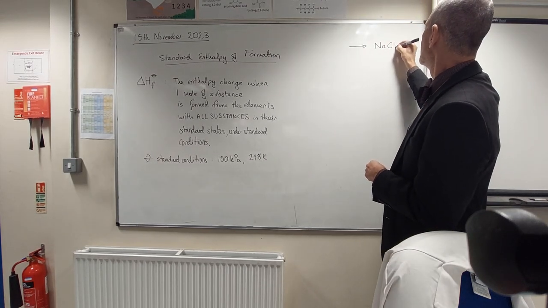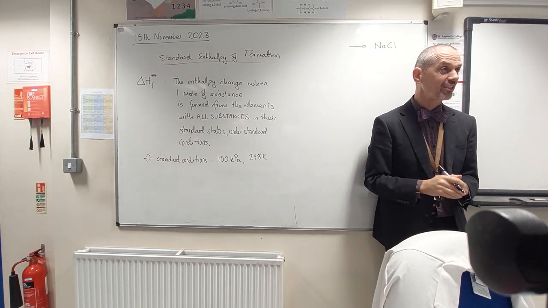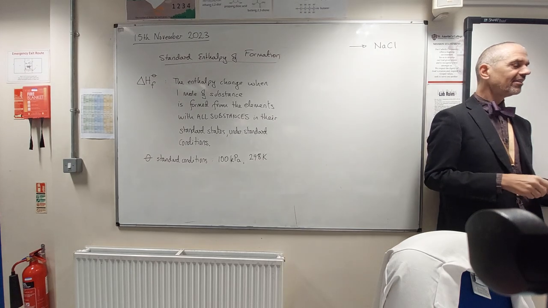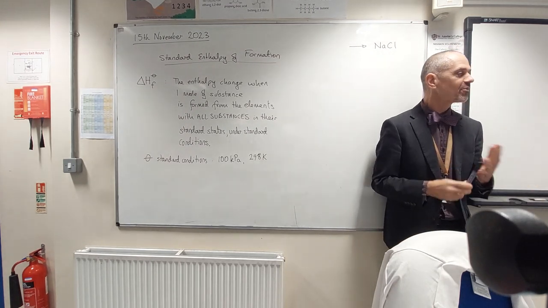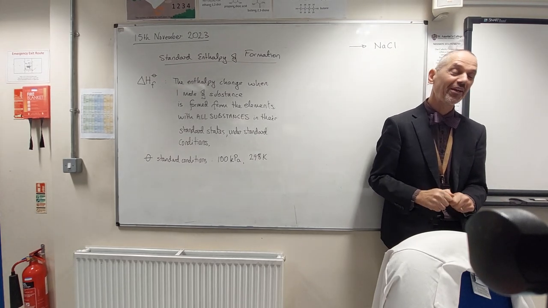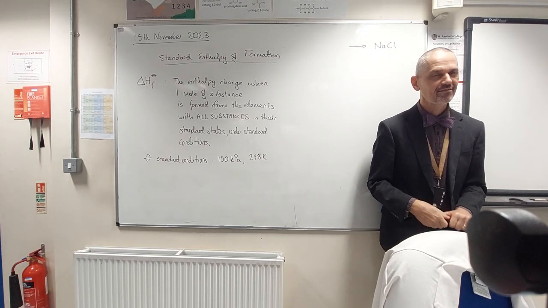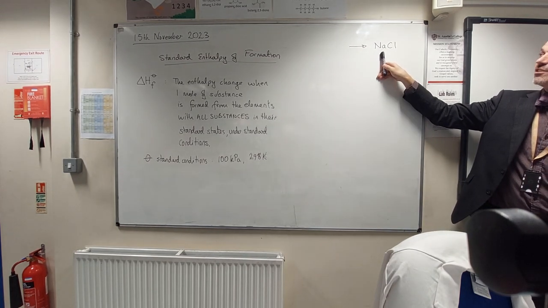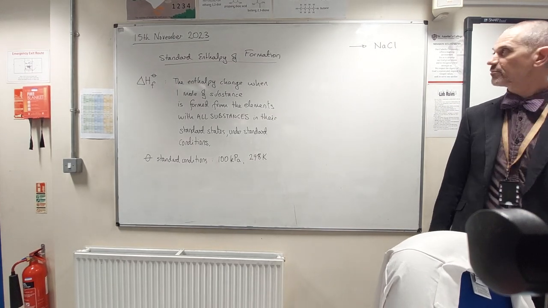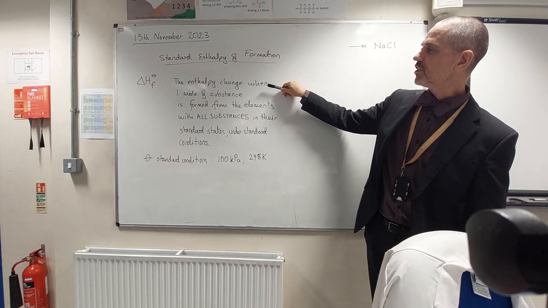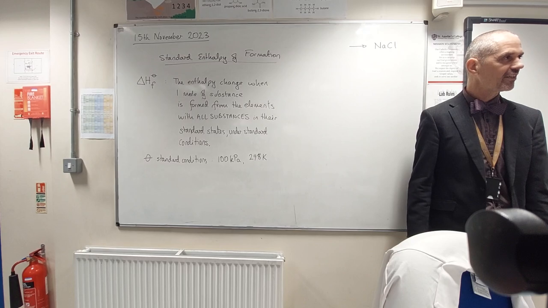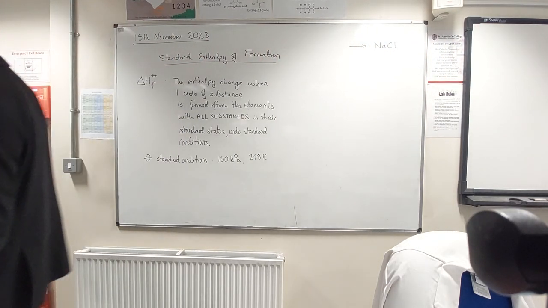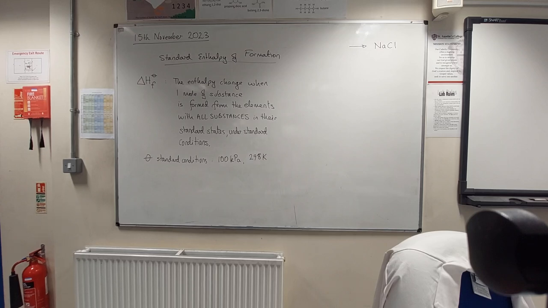Let's say we were going to write the equation for the enthalpy change of formation of sodium chloride. The way this will be asked in the exam: write an equation for the reaction that has the enthalpy change that is the standard enthalpy of formation of sodium chloride. That seems a bit of a mouthful, but that's what they're going to say. So I want you to write an equation that shows me the formation of sodium chloride from its elements. You think you can do that? Just have a go. If you get it wrong, it doesn't matter, because you've never done this before. But hopefully you know what formed from its elements means.